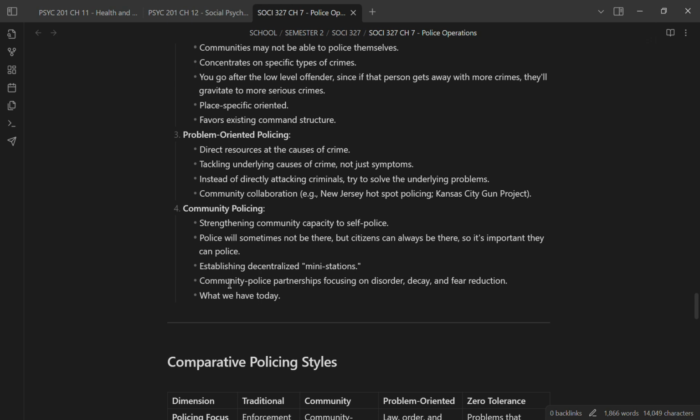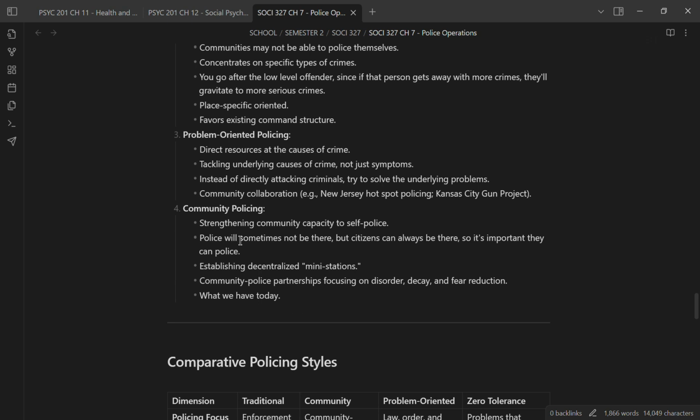Problem-oriented policing is taking a direct look at the cause of crime and directing resources to that. You're tackling underlying causes of crime, not just the symptoms. Instead of directly attacking criminals, we try to solve the underlying problems, and we try to collaborate with the community, like we saw with the Kansas City Gun Project.